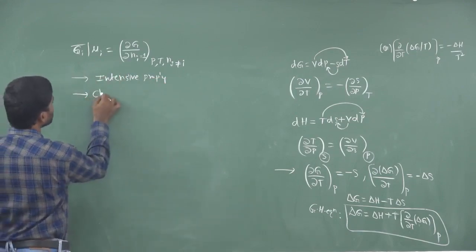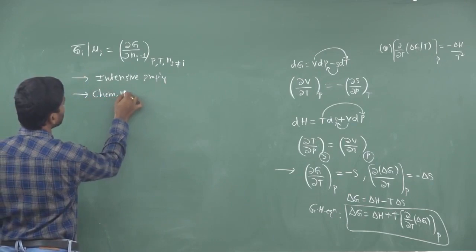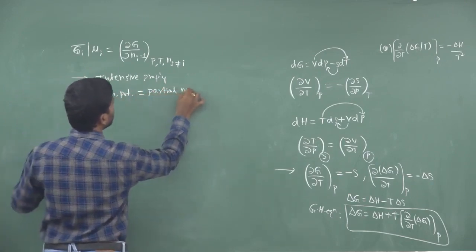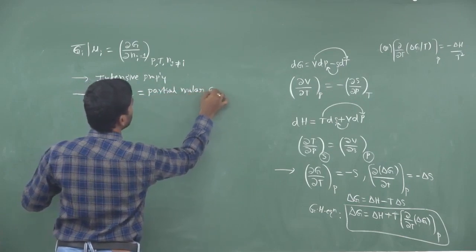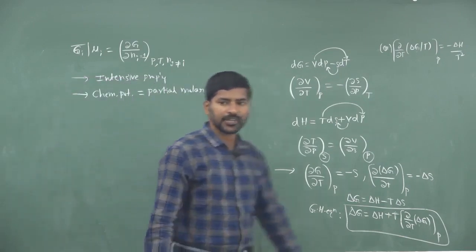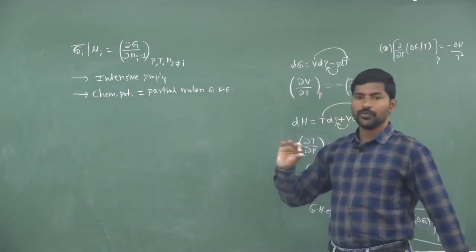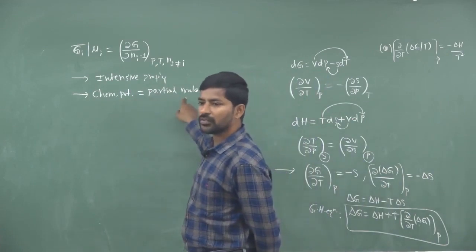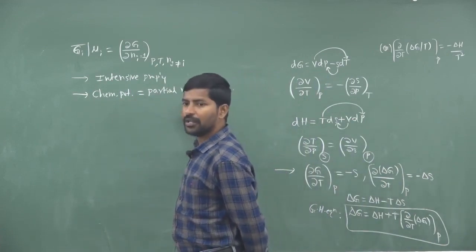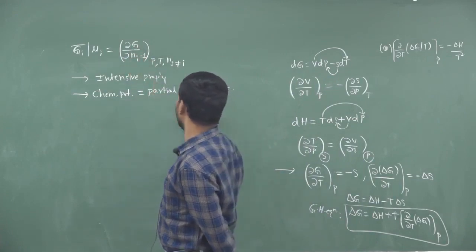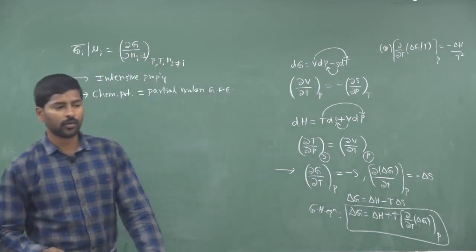Next, chemical potential is also referred to as what? Partial molar Gibbs free energy. This question was also given previously in the DL exam: which of the following statements are correct? Chemical potential is also referred to as partial molar Gibbs free energy. Since it indicates the change in Gibbs free energy for one mole, it is also called partial molar Gibbs free energy.